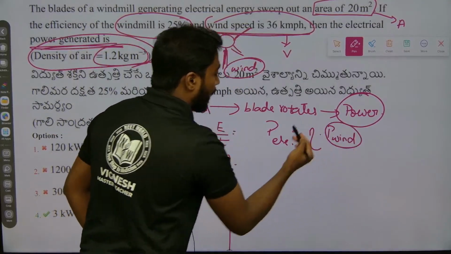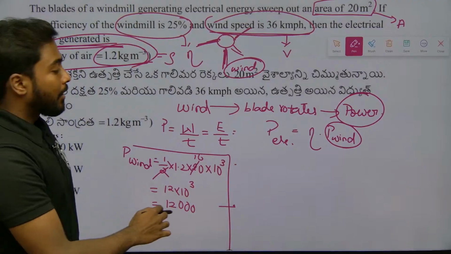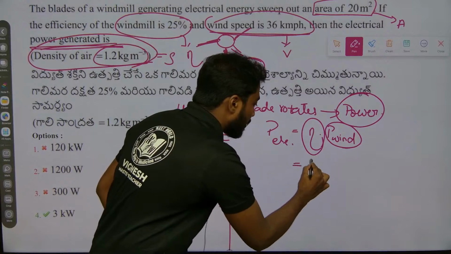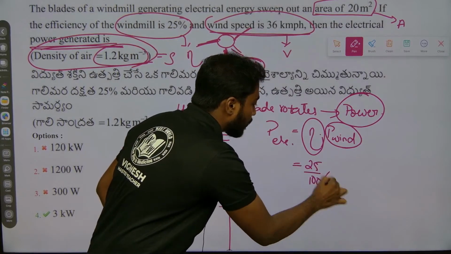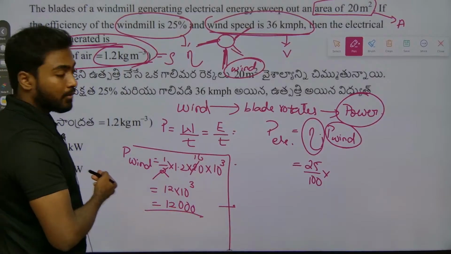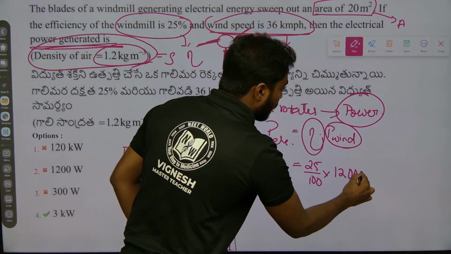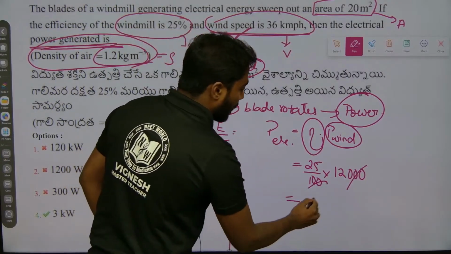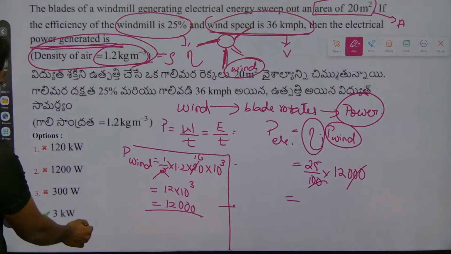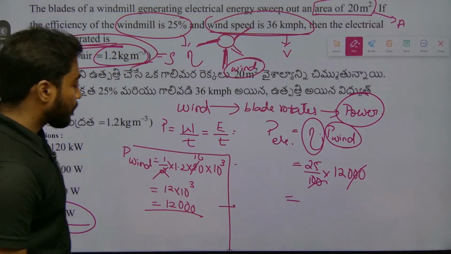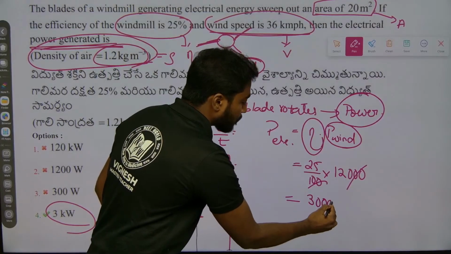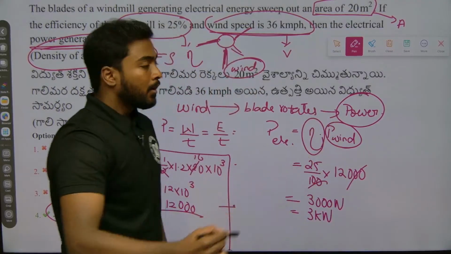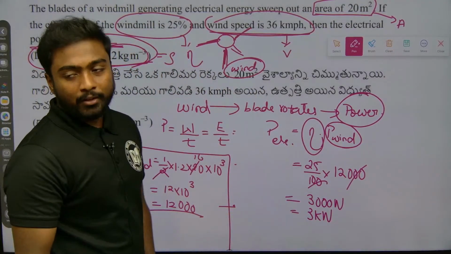This much power has been applied to the electrical blade. The efficiency is 25%. Okay, 25 by 100 into what is the power of the wind is given, that is 12,000, right? So cancel it, and if you multiply, you will get the answer as 3 kilowatt, that is 3000 watt, or I can write it as 3 kilowatt. Hope you understood the question, right? We'll go for the next question.